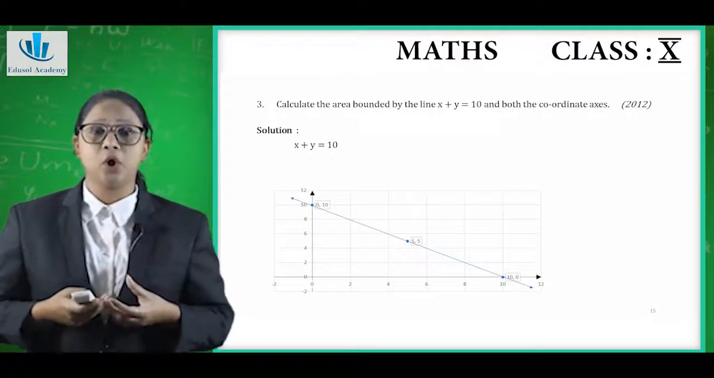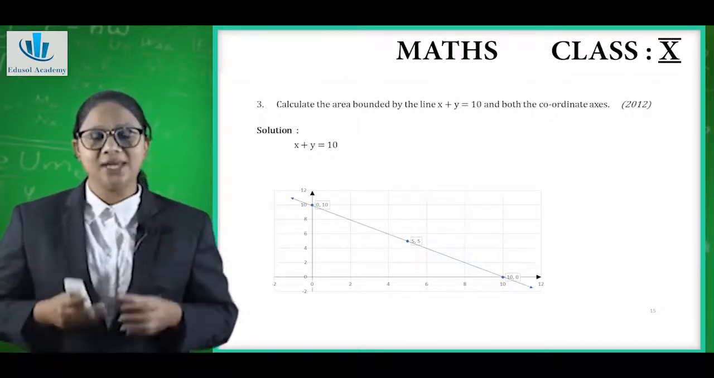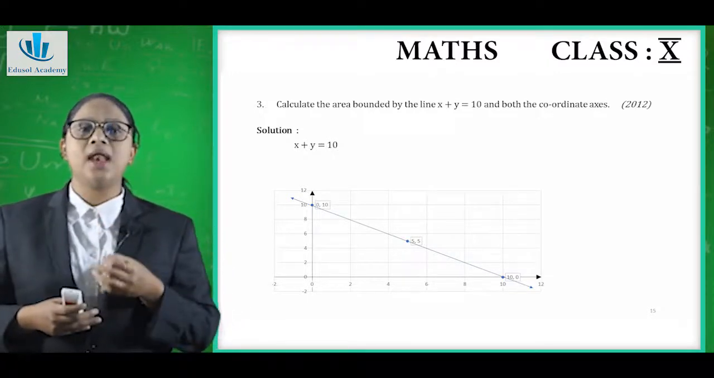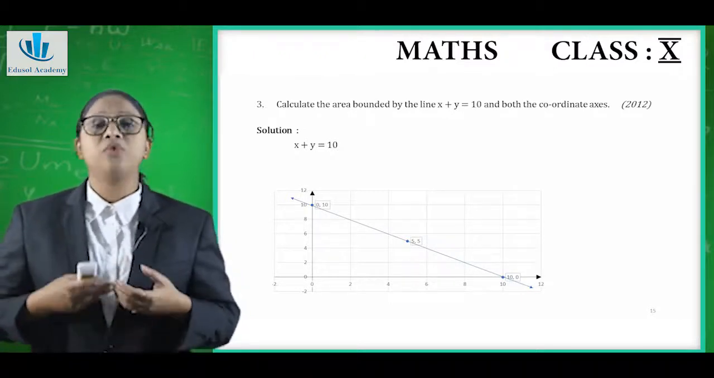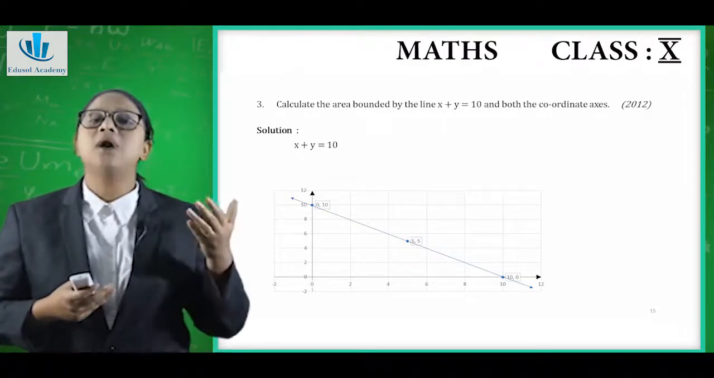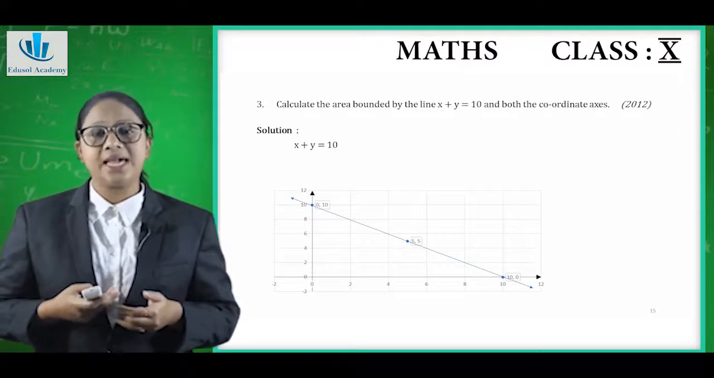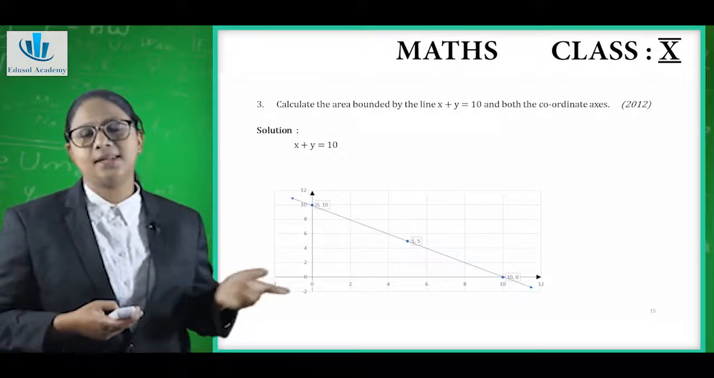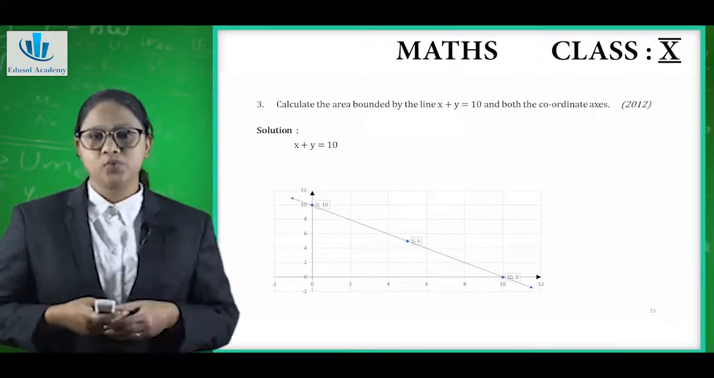So we know how to plot the graph of a linear equation. We have to tabulate the possible values for x and y. I have taken x as 0 and I got y as 10. Then I took y as 0, we got x as 10. Now we have taken two random values, 5 and 5. And on plotting that graph, we will get the graph like this. You can see the line of the graph, x plus y is equal to 10, going this way.